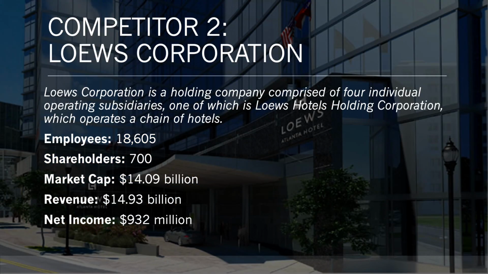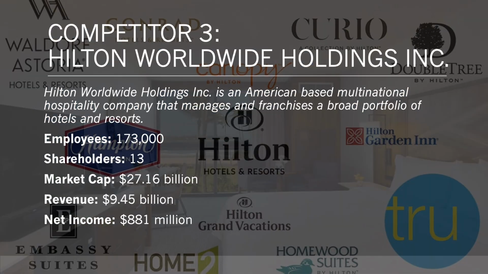Competitor two is Lowe's Corporation. Lowe's Corporation is a holding company comprised of four individual operating subsidiaries, one of which is the Lowe's Hotels Holding Corporation, which operates a chain of hotels. This hotel chain only employs 18,605 people. It has 700 shareholders and has a market cap of 14.1 billion US dollars. It reported a revenue of 14.93 billion US dollars and reported net income of 932 million.